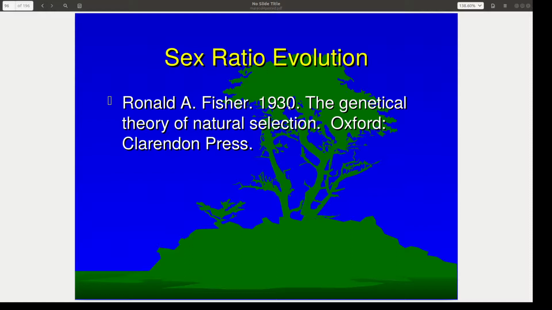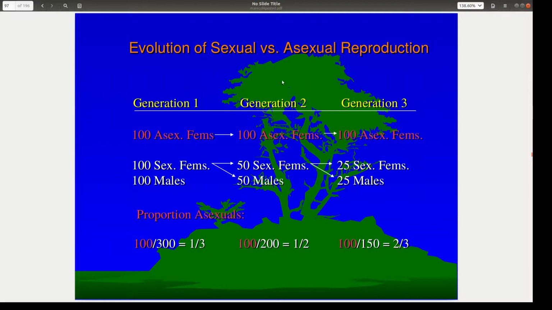Okay, so to answer this question, we'll just do what Fisher did, and we'll create a little model, just like the model that we created for the evolution of sexual reproduction. So just like this model that we already looked at.